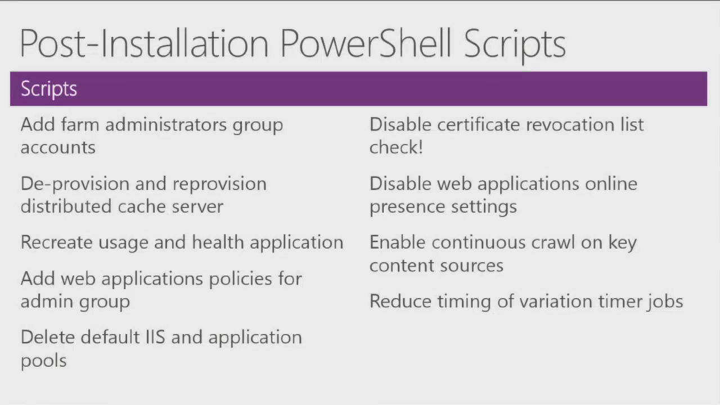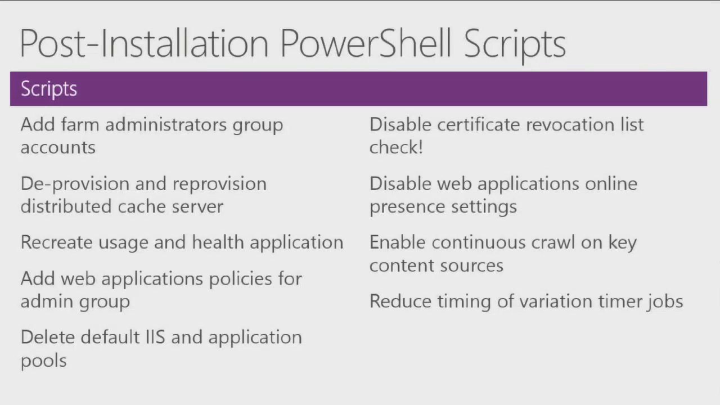We would do things like change the default continuous crawl time from 15 minutes down to 5 minutes. We would change the variation timer jobs, which were, there's 3 of them, right? They were running 30 minutes and then 15 and 15, and we cut all that down to 5 minutes. And by the way, that has not been a problem for us.